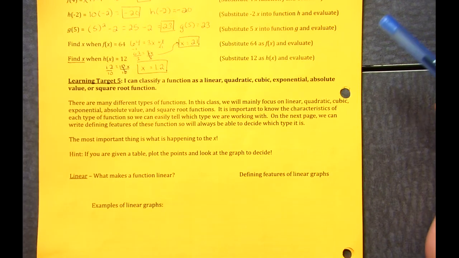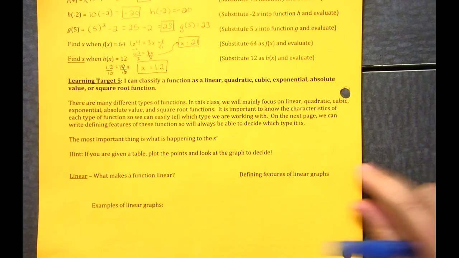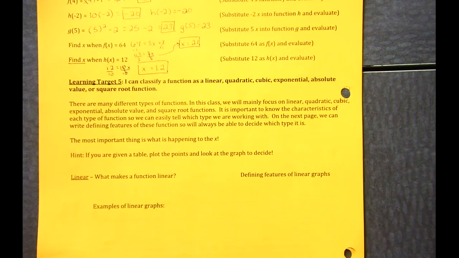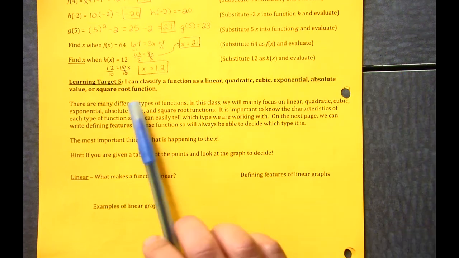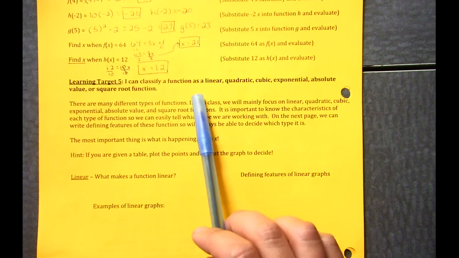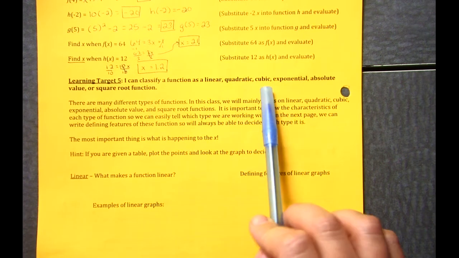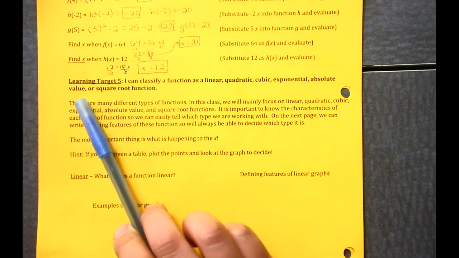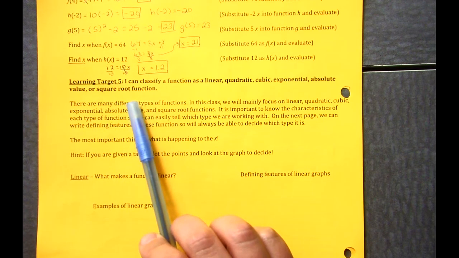So far, we've talked about how to plot functions on graphs in Learning Target 2, making appropriate scales. We have talked about whether or not a relationship is a function or not in Learning Target 3. In Learning Target 4, we talked about using function notation to write functions. And in Learning Target 5, which is what we're taking notes on today, we're going to talk about how to classify a function as either linear, quadratic, cubic, exponential, absolute value, or a square root function.